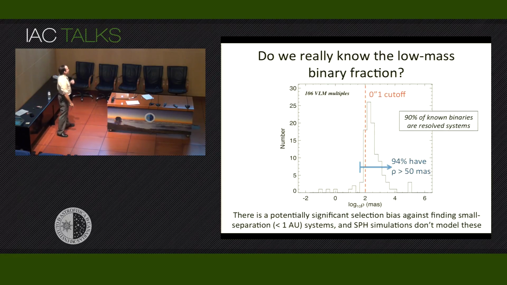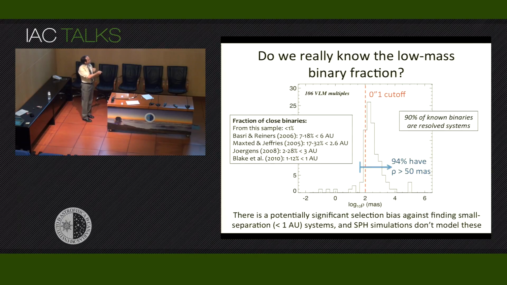And so we've been interested in trying to probe closer separations, and so have other groups using various techniques: radial velocity variability, microlensing, astrometric variability. And the numbers are all over the map, right? If you look at just this sample, it's less than 1%. Some results go from 1% to 12%, all the way up to 32%. More than half of the spectral binaries could be closer than 2.6 AU.